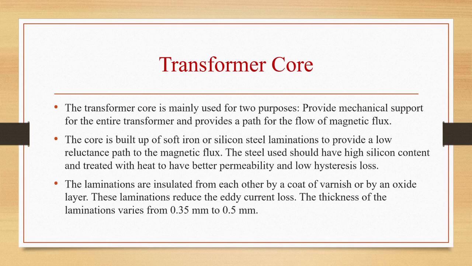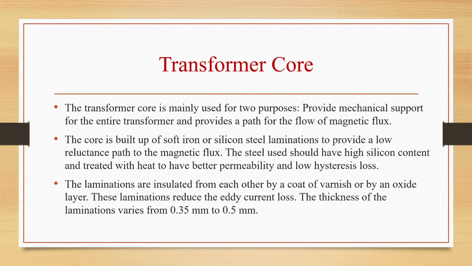The transformer core is built up of soft iron or silicon steel laminations to provide a low reluctance path to the magnetic flux. See, why does the reluctance have to be low? Because if reluctance is less, then magnetic flux will be more. The steel which is used should have high silicon content and it will be treated with heat to have better permeability and low hysteresis losses. Laminations will be insulated from each other by a coat of varnish or by an oxide layer.